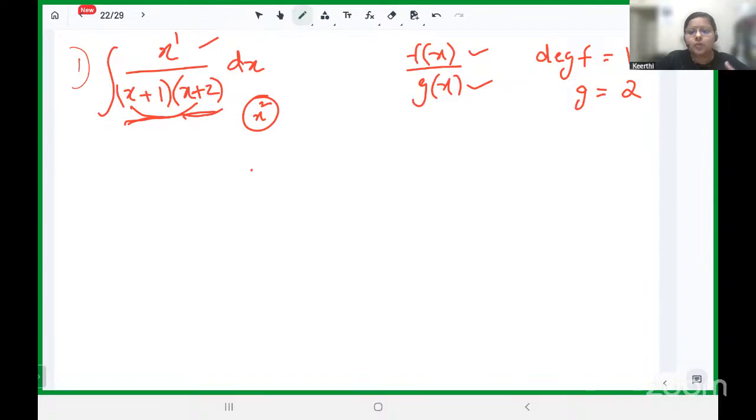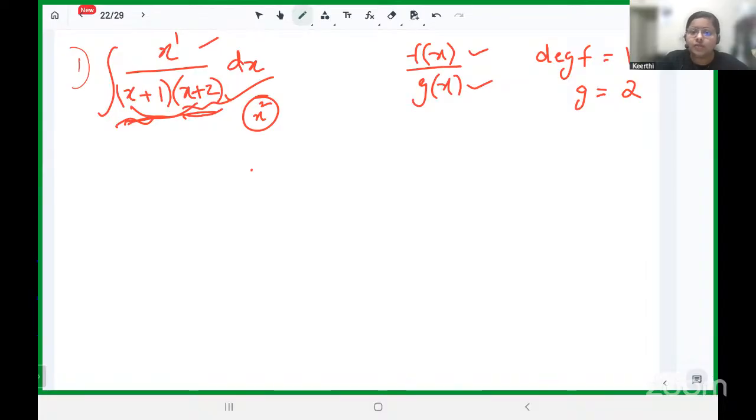All right. Now, what was the third condition? g of x should be factorized into linear or quadratic factors, right? So here you can see that this is a product of linear factors. x plus 1 is one factor and x plus 2 is the other factor. So three conditions are satisfied. So we can apply which method? Integration by using partial fraction. Okay, so which is the type within the partial fraction? The first type, isn't it? It is of the form (px plus q) by (x minus a) into (x minus b).